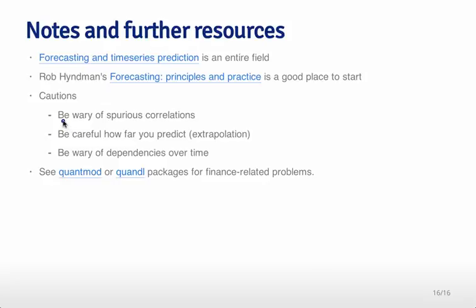So the cautions are to be wary of spurious correlations, be very careful about how far you predict out into the future with extrapolation, and be wary of dependencies like seasonal effects over time. If you would like information on financial prediction and financial forecasting, the QuantMod and Quandl packages are also very useful in that area.